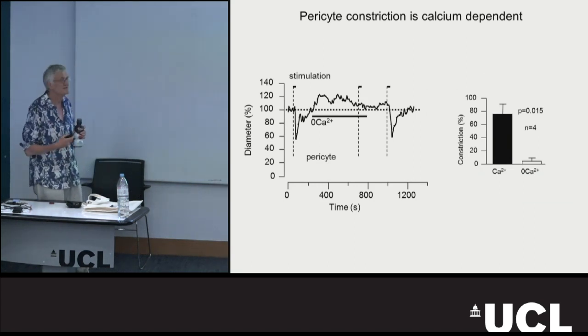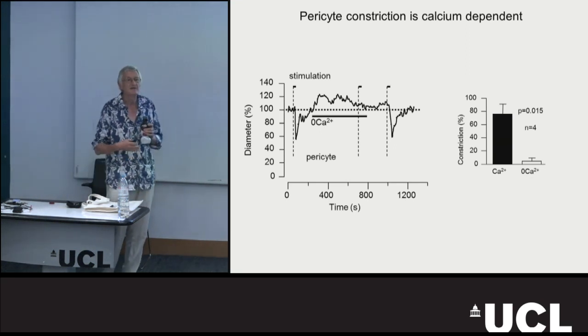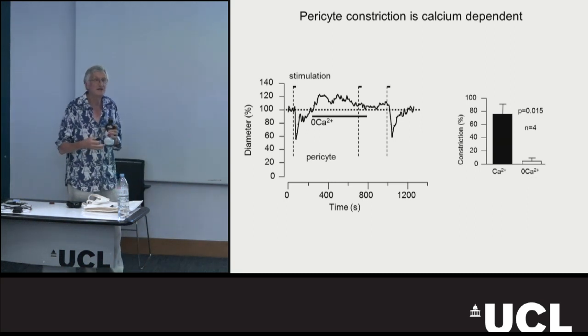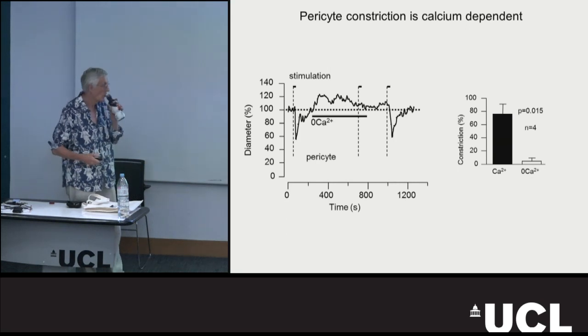This constriction of pericytes is calcium dependent. And when we get on to disease later, you'll see that it's malfunctions of calcium concentration which lead to the deleterious effects of pericytes, both in stroke and in AD.